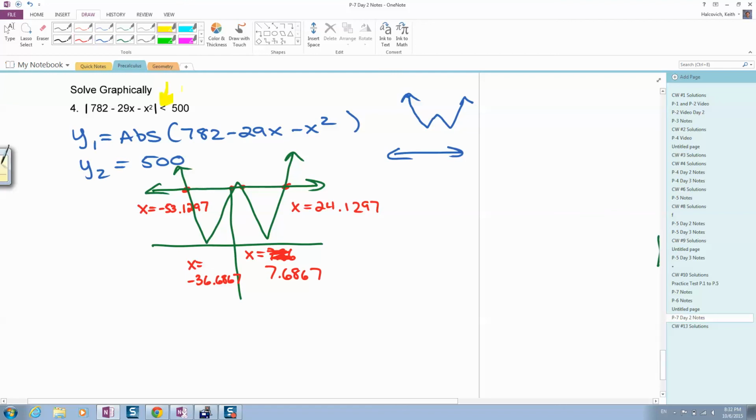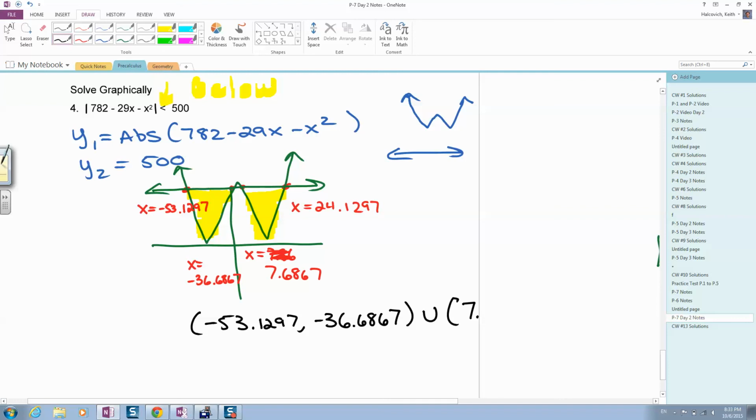Now remember, it's less than, so we want below. So below this line is right here and right here. So our answers are between negative 53.1297 and negative 36.68. And then between 7.6867 and 24.1297.